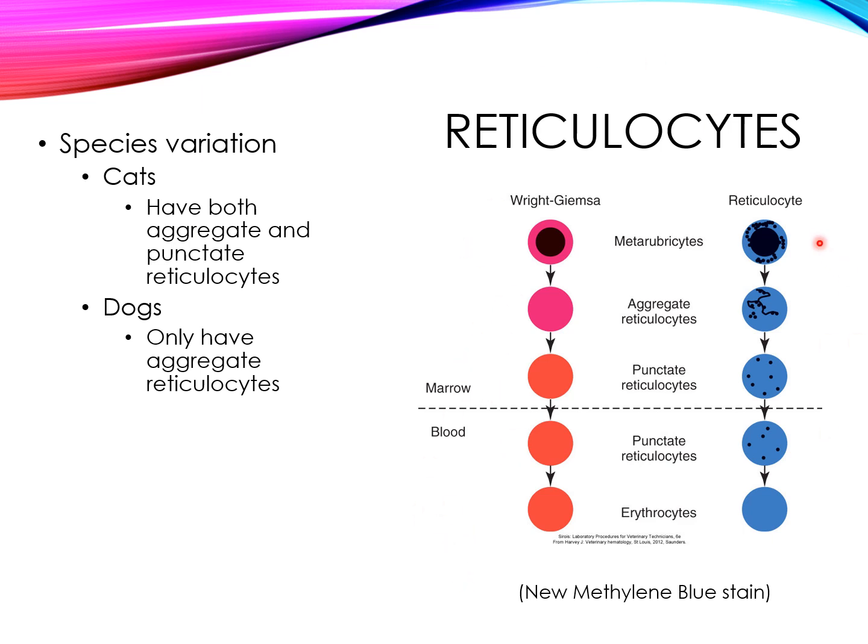Now on the new methylene blue stain you can see the reticulocytes, and there are two types of reticulocytes. There's the aggregate reticulocytes and the punctate reticulocytes. In the aggregate ones, you can see that the RNA is clumped together or aggregated together. And in the punctate ones, you can see that there are just little dots or scattered single chromatin RNA spots on the cells. Cats, we know, have both aggregate and punctate reticulocytes in their blood, but dogs only have the aggregate type.